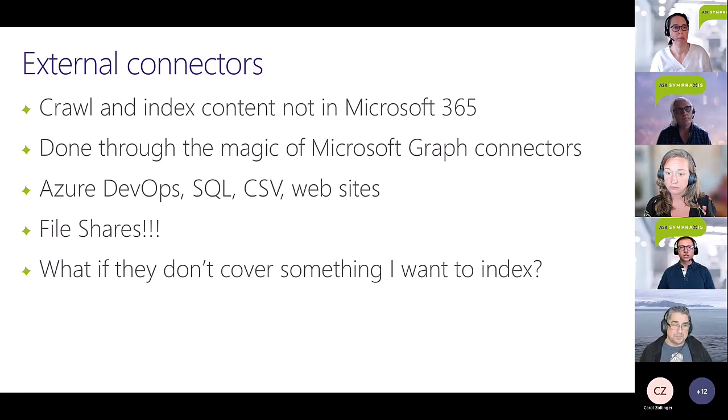The one that I really get excited about is file shares. So we have some customers that have to keep some stuff on-prem, or they're in this awkward, transitionary phase. You can, with a Graph connector, install a Graph data gateway on-prem and crawl and index your file shares so that you can query them up in the cloud. So that one's pretty cool.